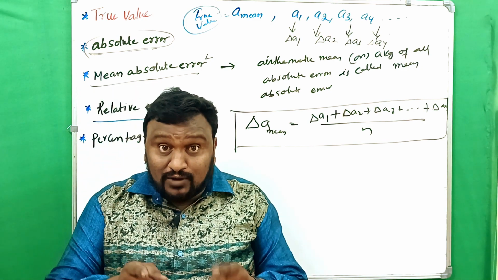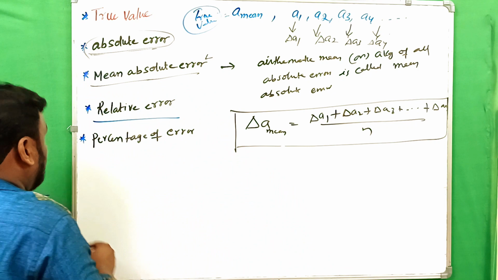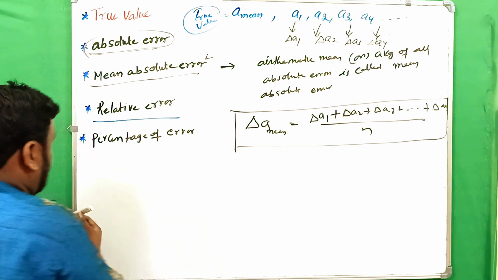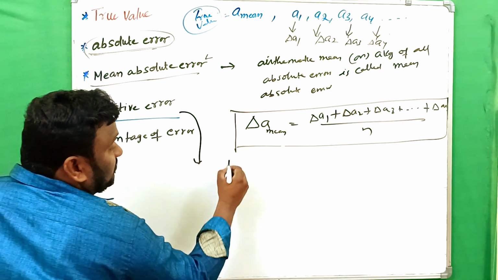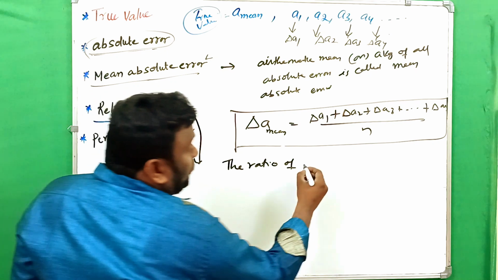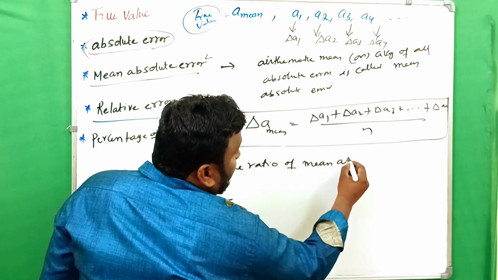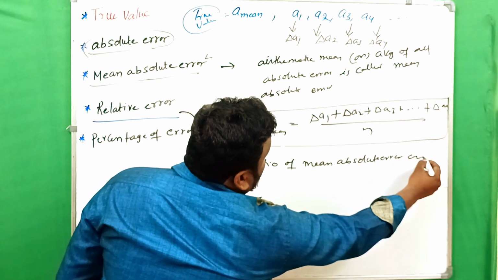Let's see now what is relative error. Based on this formula we have so many problems. What is meant by relative error and percentage error? Relative error is the ratio of the mean absolute error and the true value.